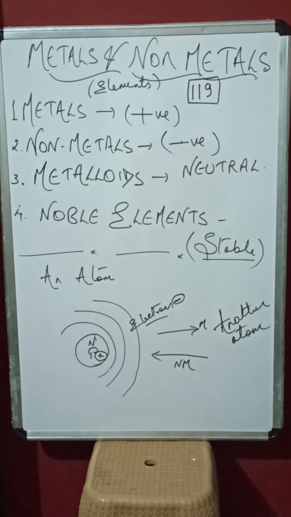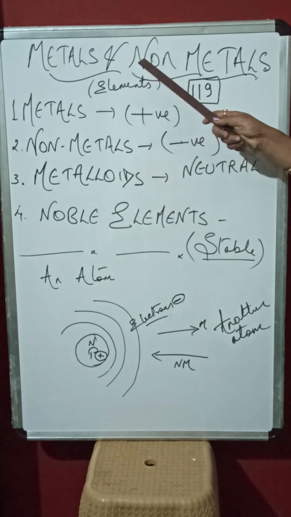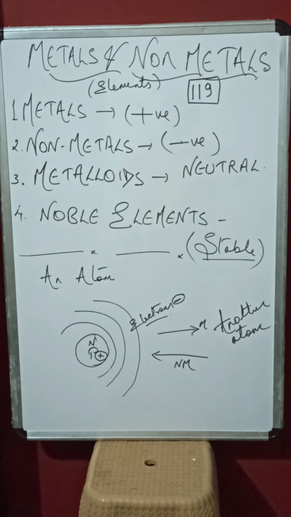Previously, we have finished our first chapter, that is stars and the solar system. In chemistry now, our next chapter is metals and non-metals. Now children, in your previous class, you have studied many things in chemistry. For example, atoms, molecules, compounds, mixtures, salts, acids, bases, etc. Now, in continuity, we are going to study this chapter, metals and non-metals.